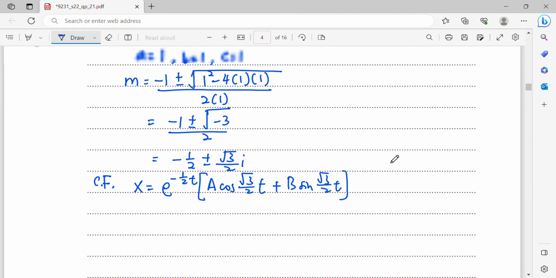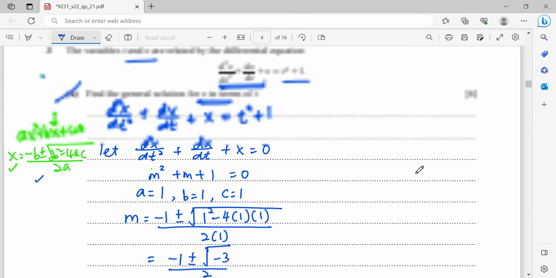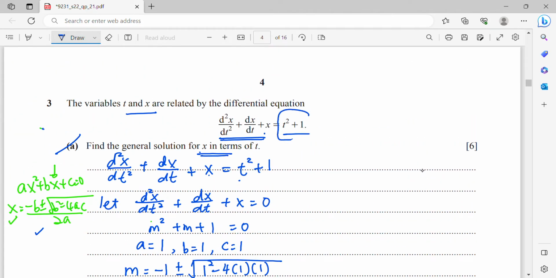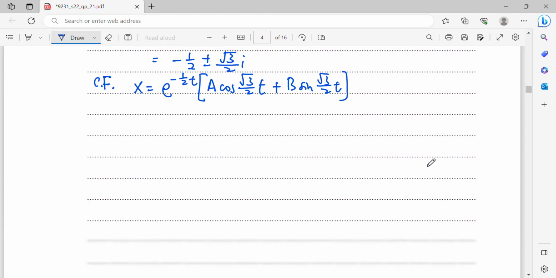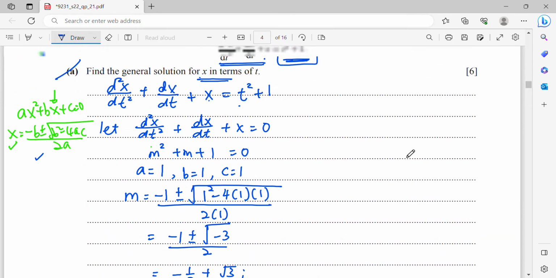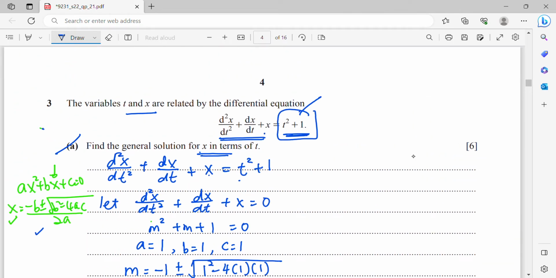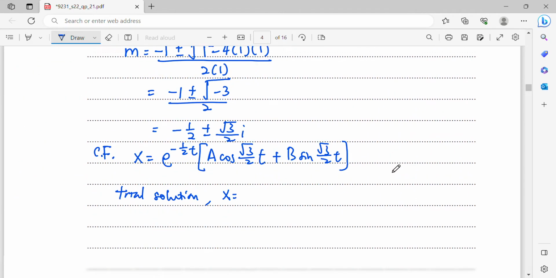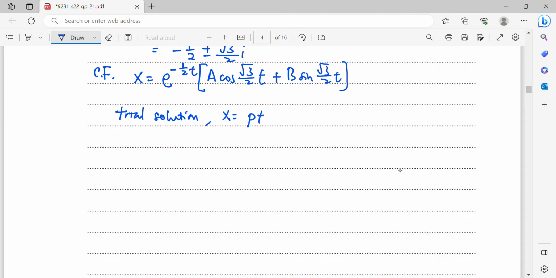Now, after you have found this, we need to refer to the right hand side. Since this is a quadratic, t squared plus 1, your trial solution x will be a quadratic as well. Even though this function does not have the t, we still need to consider the general quadratic function, which is pt squared plus qt plus r.